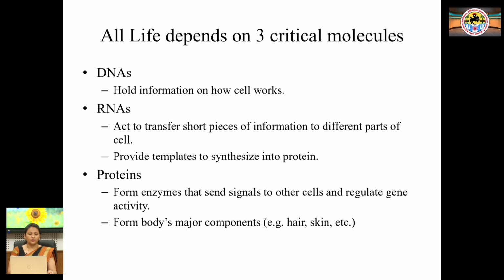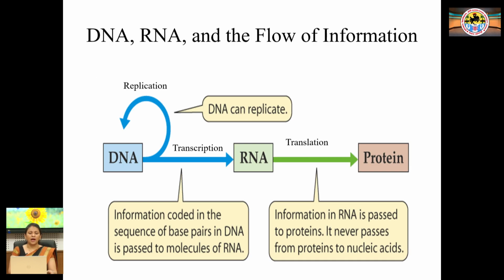The next one is protein. It is a very important biomolecule. It forms the enzymes and sends signals to other cells to regulate activity. So, how are these DNA, RNA and protein synthesized? Here is the central dogma, which explains the process.